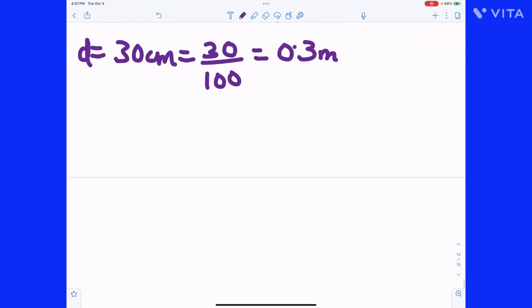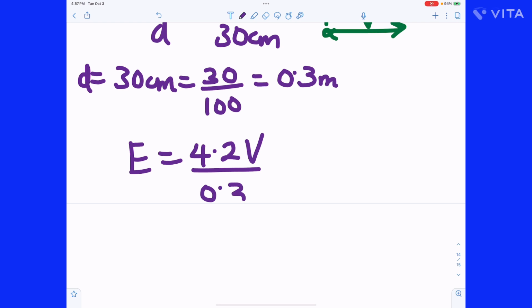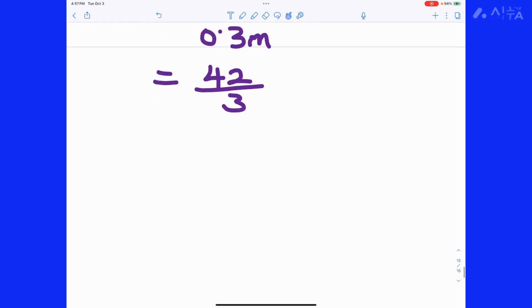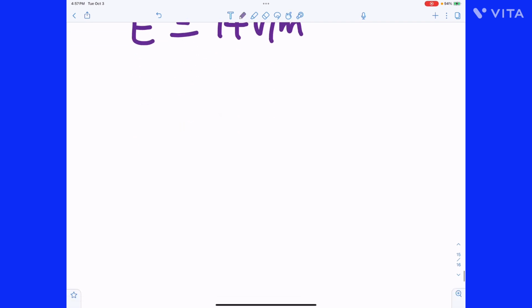That gives us E is equal to 4.2 volts divided by 0.3 meters. That's 42 over 3 volts per meter, and the electric field strength is 14 volts per meter. Exactly. That's number 13. Let's go to question 14.